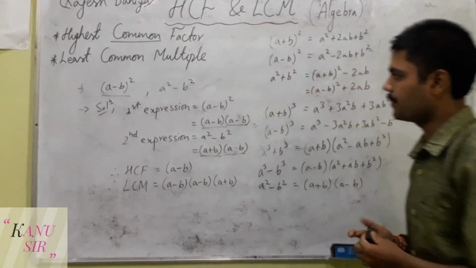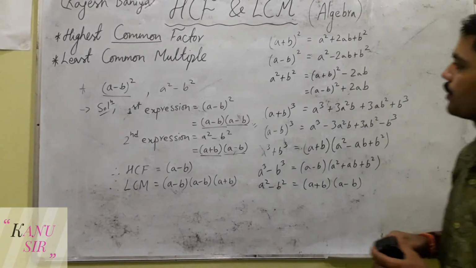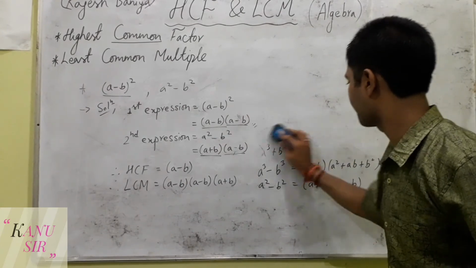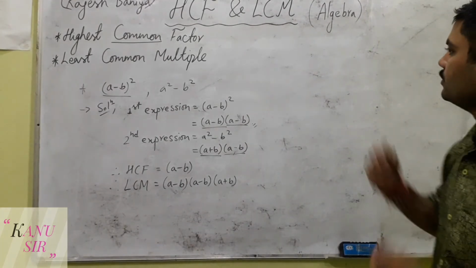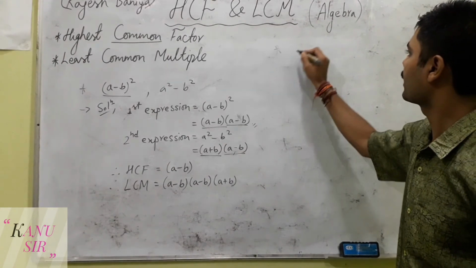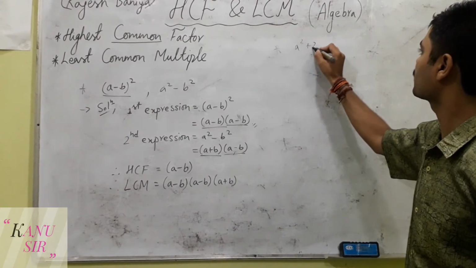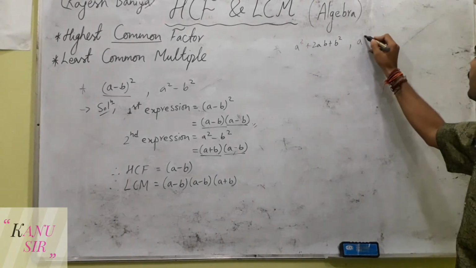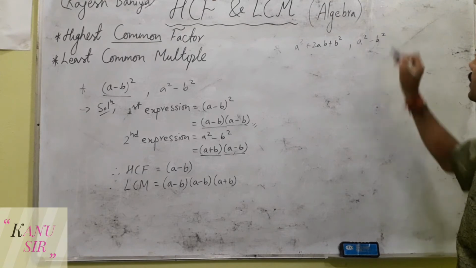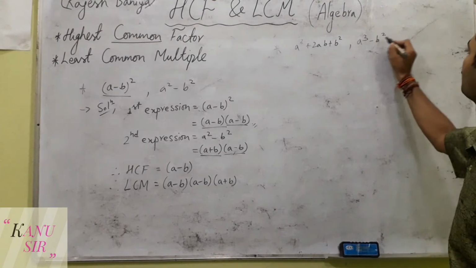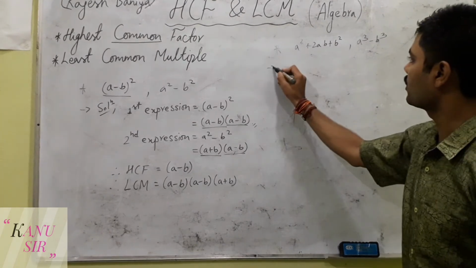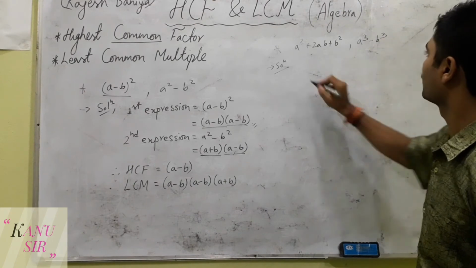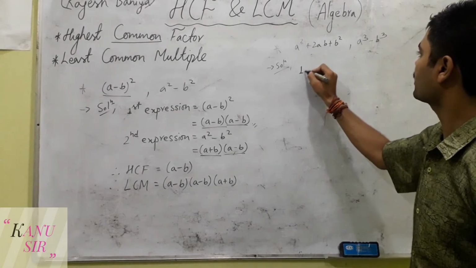After this example, let us take one more example. That is a square plus 2ab plus b square, and next is a cube minus b cube. Then here you will take it as a solution.